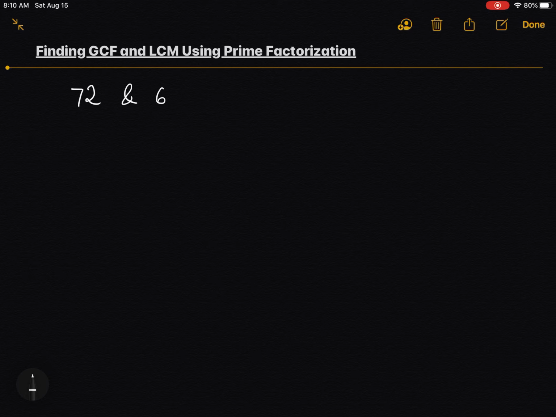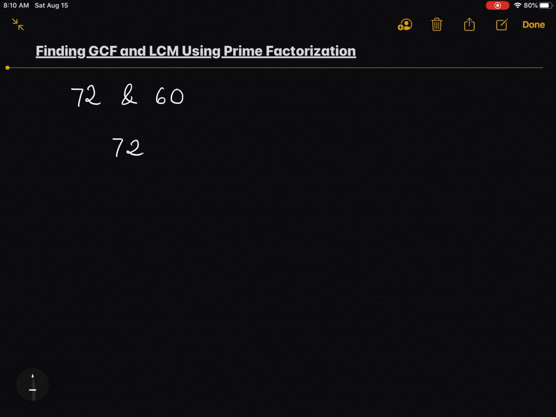Finding GCF and LCM using prime factorization. So this is another way that you can use to find GCF and LCM without needing to list out all the factors for both numbers. For example, if we're trying to find the GCF and LCM for the numbers 72 and 60, what we're going to do is find the prime factors for each number using a factor tree.